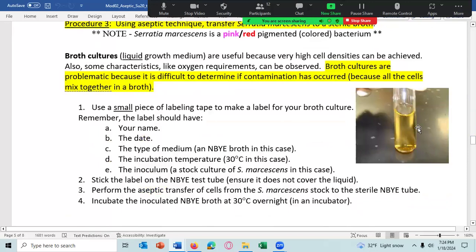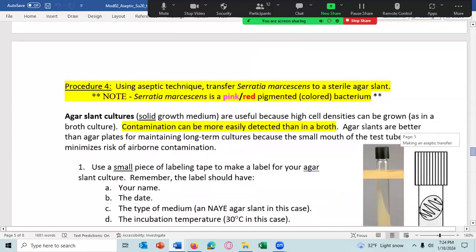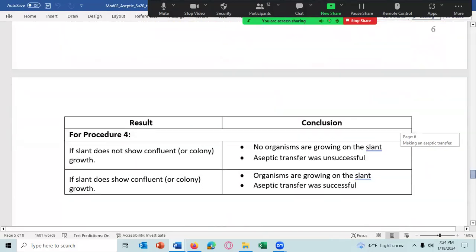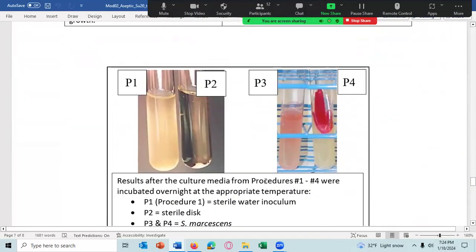All right, there's the tube of media before you put the paper disc in it. And there's the tube after you put the paper disc in it. You can actually see it in the bottom of the tube. And this is after we've incubated it overnight at 35 degrees Celsius.